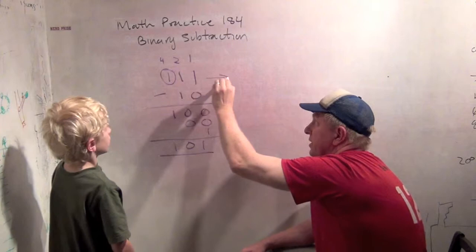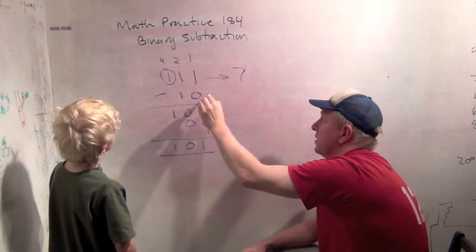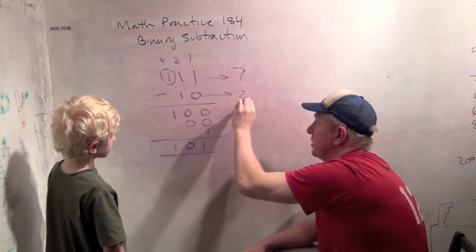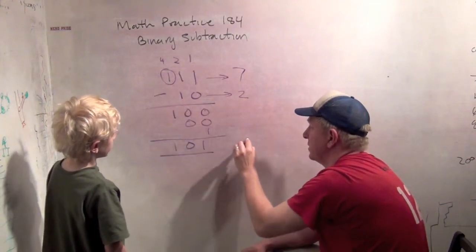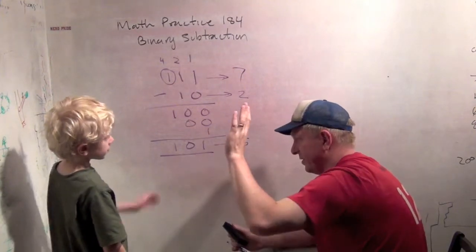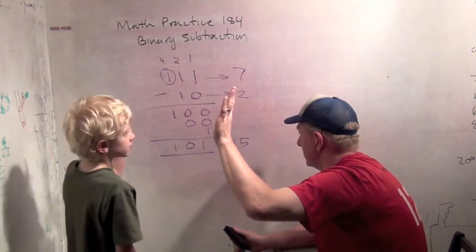Okay, and now let's see if this makes sense. 111 in binary is what number? 7. 10 in binary is what number? 2. And what is 7 minus 2? It's 5. Does 101 equal 5? Yeah, it does. All right, high five. I mean, high 101.